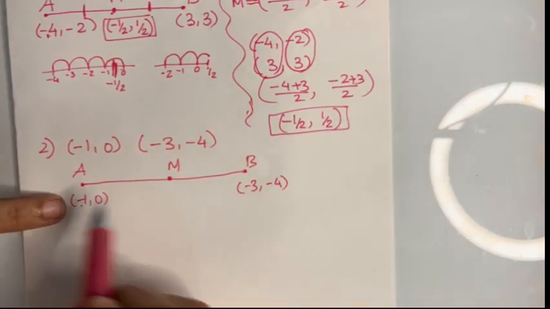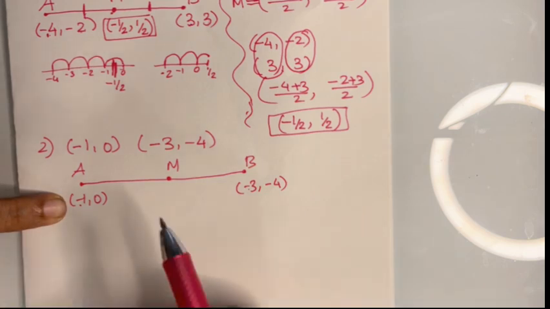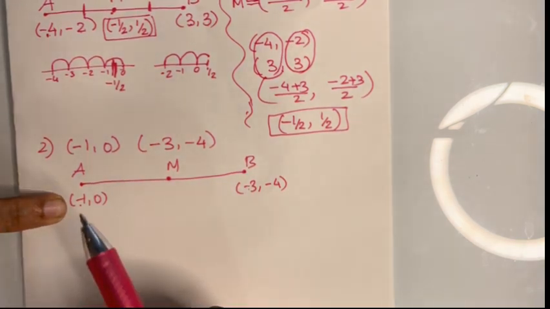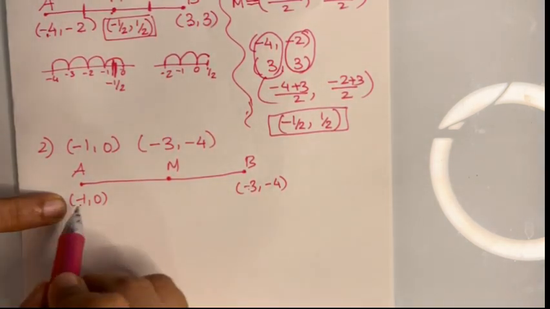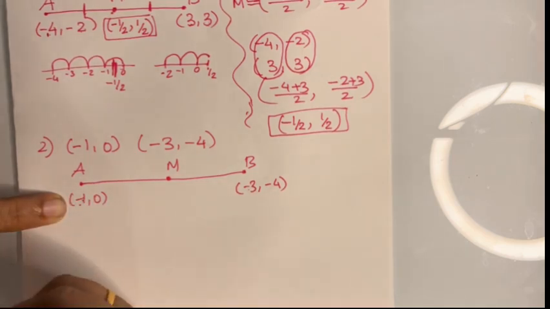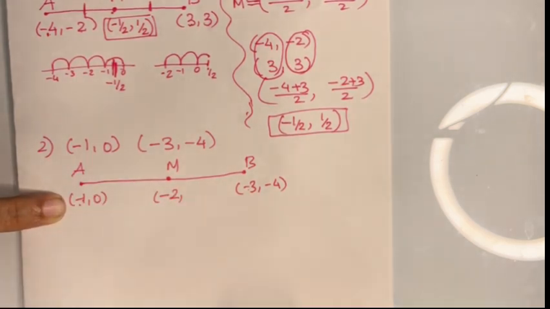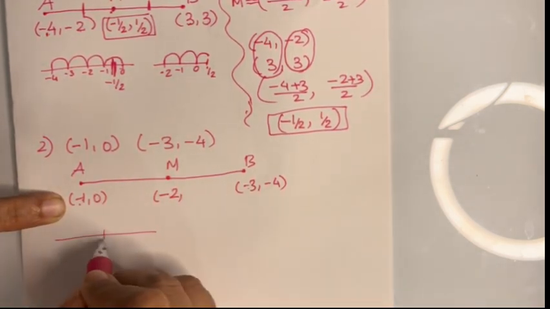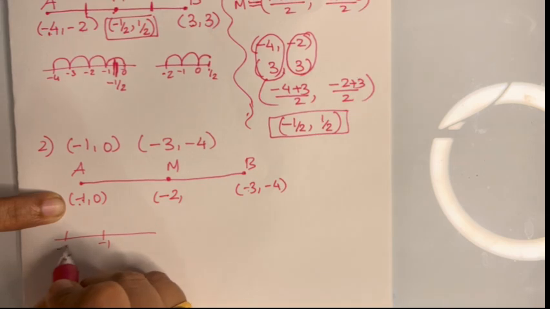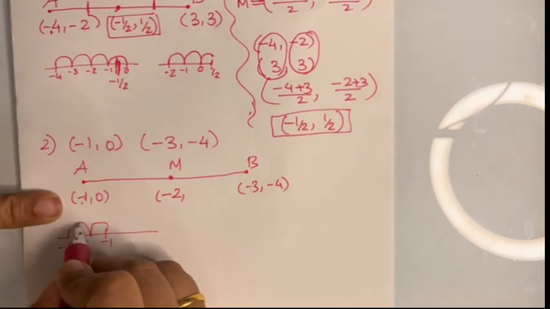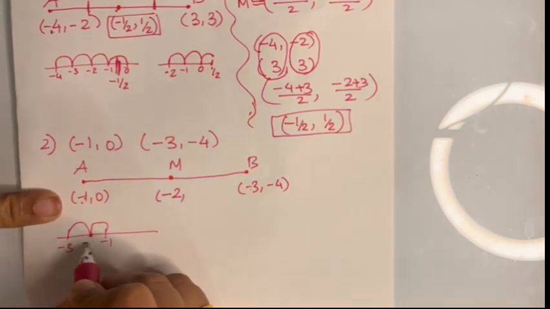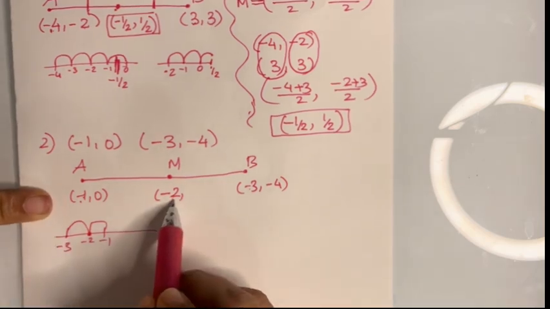From -1 to -3, how many steps backwards do I have to take? 2 steps. Half of 2 is 1. From -1 backwards, I'm going 1 step. That means it's going to be -2. Think about it. You're at -1, you need to go to -3. You have to take 2 steps. What is in the middle is -2. That's what we are getting.